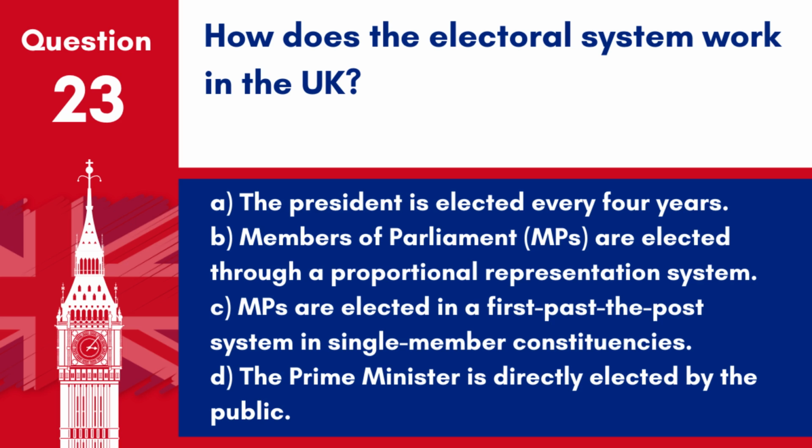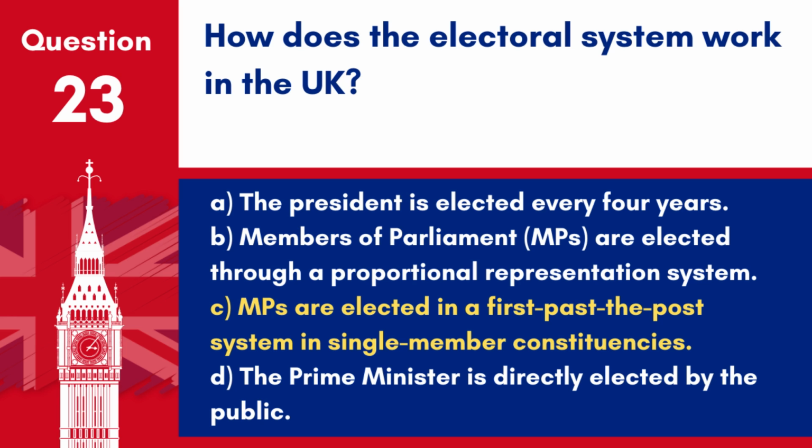A. The President is elected every 4 years. B. Members of Parliament, MPs, are elected through a proportional representation system. C. MPs are elected in a first-past-the-post system in single-member constituencies. D. The Prime Minister is directly elected by the public.